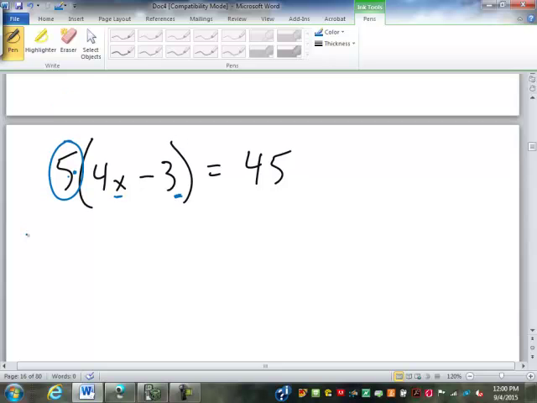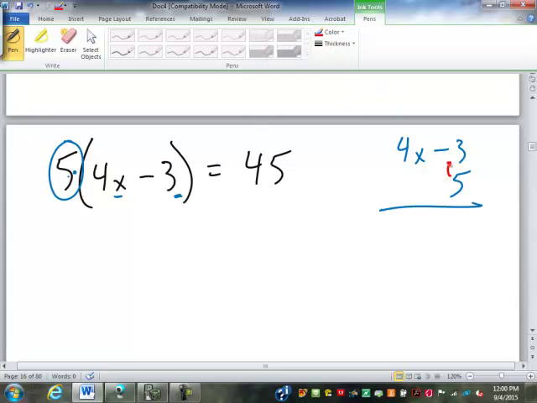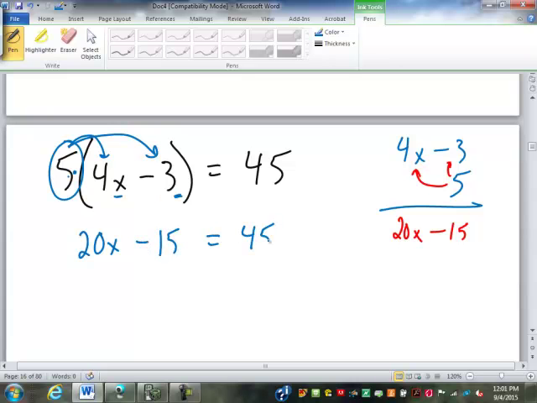Otherwise, if you haven't learned distributing, technically what's going on there, just 4x minus 3 times 5, just like any long multiplication. 5 times negative 3 is negative 15. 5 times 4x is 20x. But for our purposes, we're just going to use the shortcut of distributing. 5 times 4x is 20x. 5 times negative 3 is negative 15, and that equals 45.